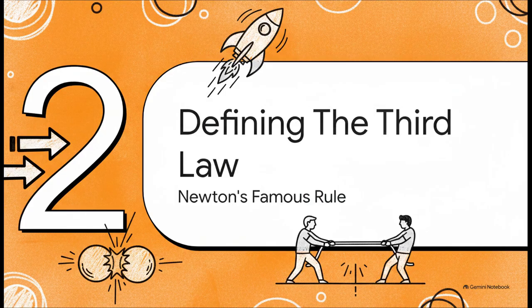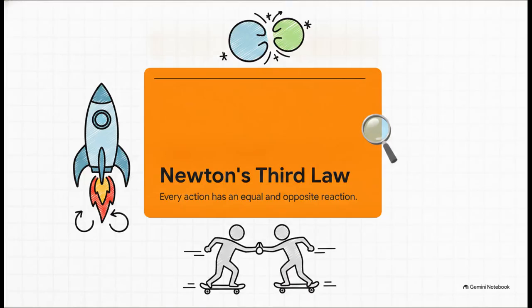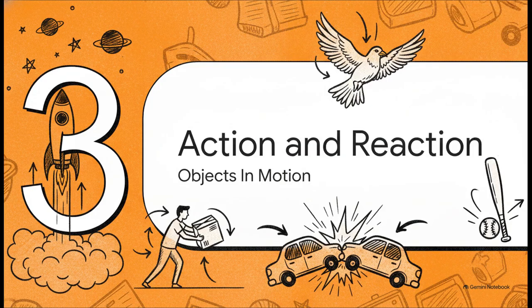Which leads us to section 2, defining the third law. We all remember this from high school, right? Newton's third law of motion. Every action has an equal and opposite reaction. It carries a lot of weight in the science world. It essentially means that whenever two objects interact, there is an equal and oppositely directed force placed on each of them. Period.